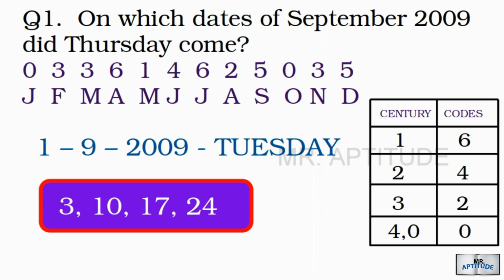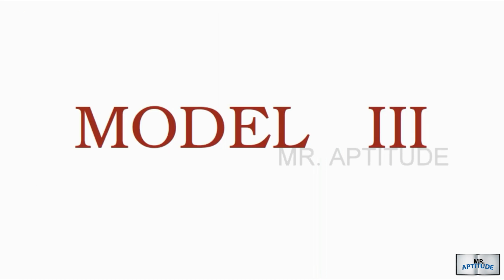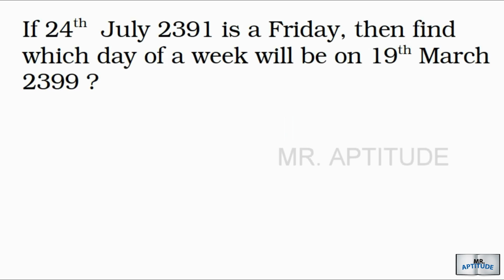And let us move on to the next model, third model from this topic. And this is again one of the important models from this topic. You will find a question this way: if 24th July 2391 is a Friday, then find which day of a week will be on 19th March 2399. Let us see how to solve this one.